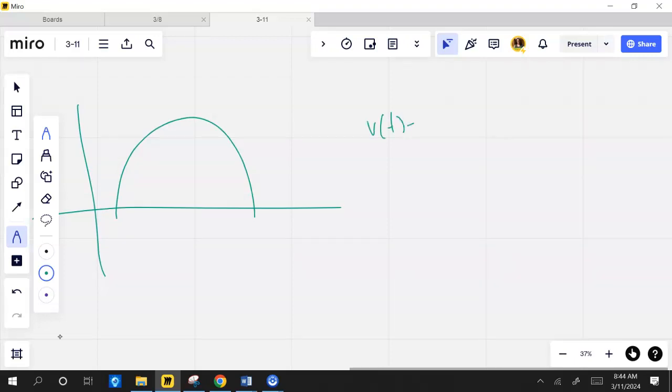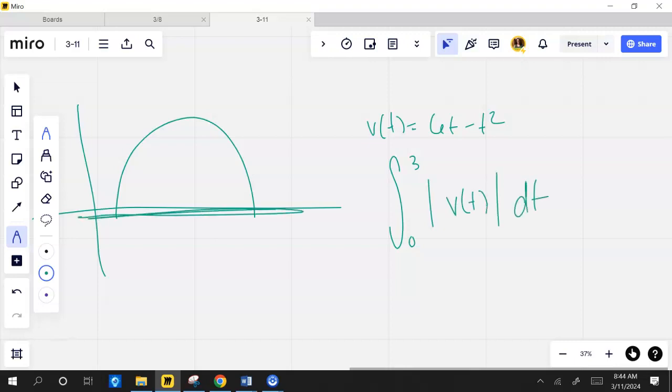So this is number 6. Velocity, it told me that velocity was 6t minus t squared. It wanted to know the total distance traveled from 0 to 3. So I did the integral from 0 to 3 of that velocity, but I want to make sure it's the absolute value here. But because I'm already above the x-axis, if you know what this graph looks like, I don't have to worry about doing an absolute value or anything like that.